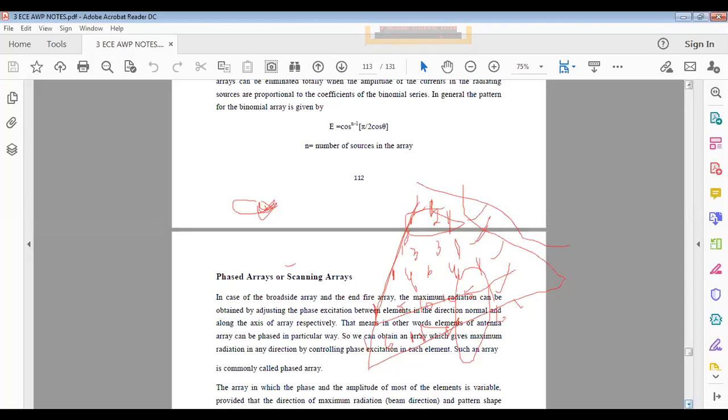So what we learned in today's class: pattern multiplication and binomial array. Okay, this concept is very important in the final examination also. This is directly a 7 marks question.